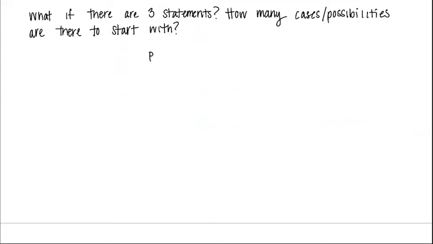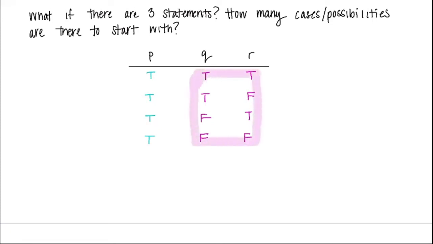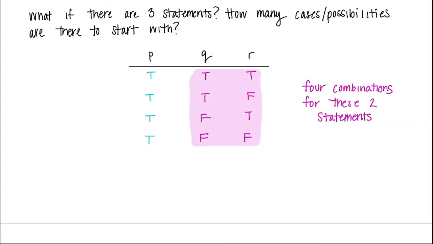So we've got 3 statements, P, Q, and R. I know if I just have the 2, they could both be true, one could be true, one could be false, false, true, false, false. Well, one possibility is P is true for all of them. So you have your 4 starting combinations at the beginning here. So there are 4 combinations for these two statements. Then we're assigning P to be true for all of them.